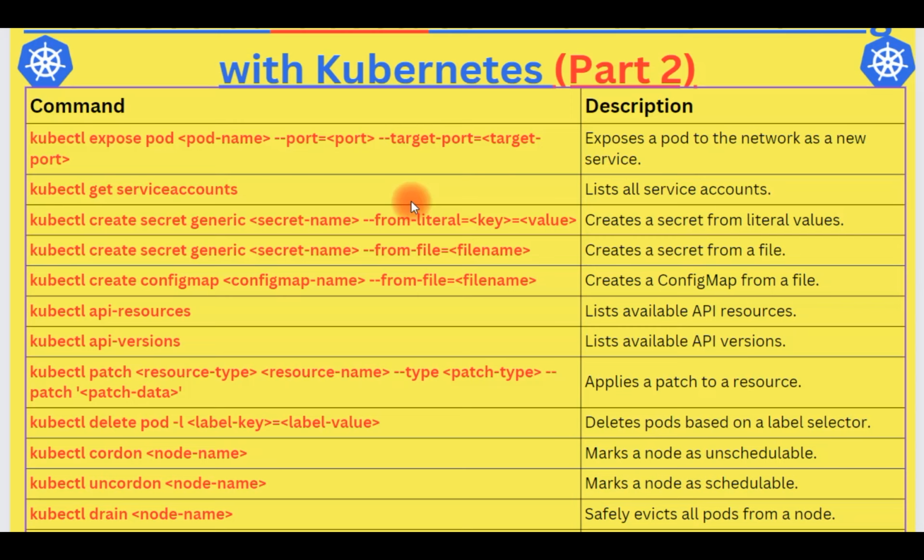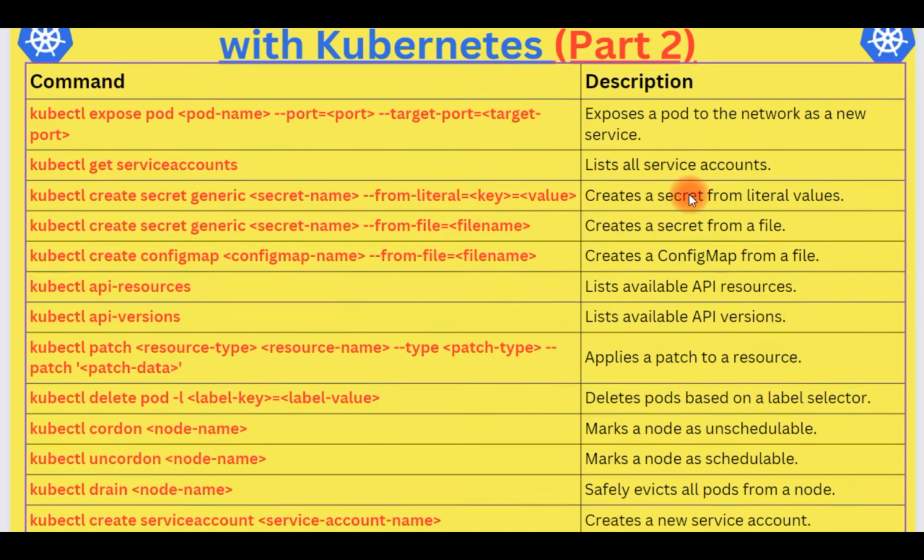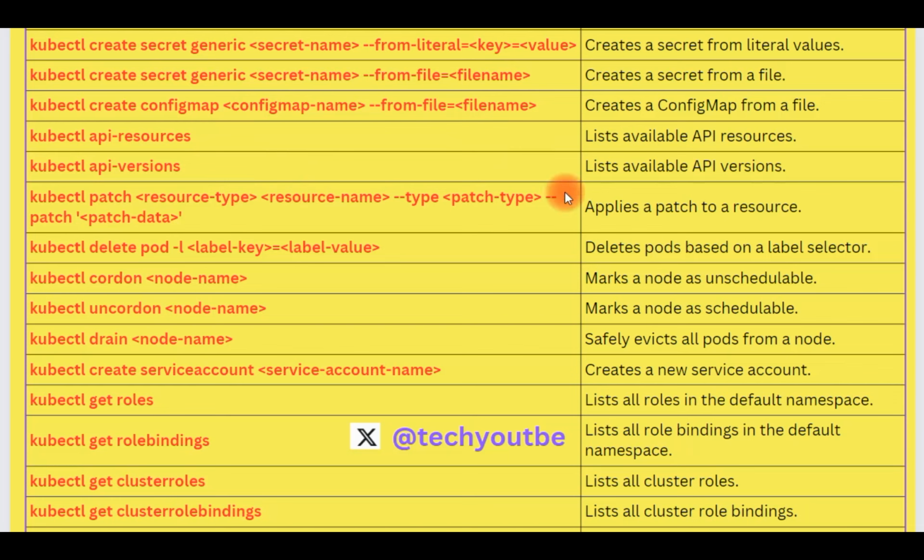In the next part, we have some little bit more complex commands. You can see there are many arguments there, but on the right hand side you will understand what these are.